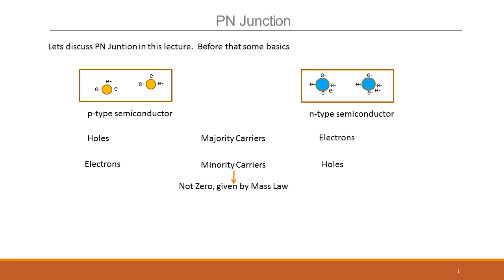The minority carrier concentration is not 0, as given by the mass action law. We just saw before that it is not 0. Both are still electrically neutral. Can you discuss the reason why? Even though there are free electrons and free holes here, the material is still electrically neutral.